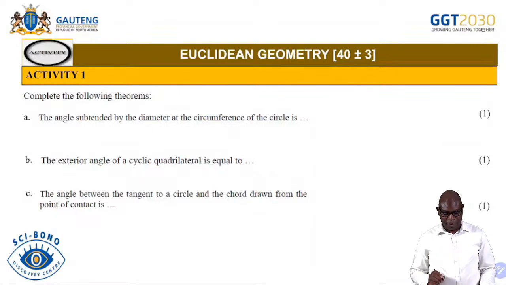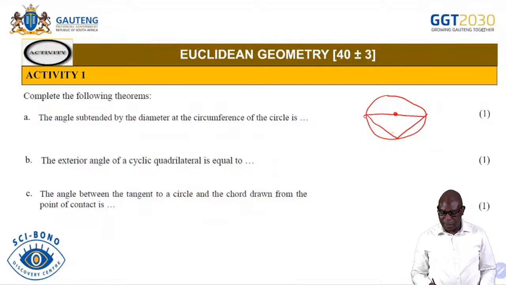Question, the first one being, complete the following theorems. So if I look at the first one there, it says, the angle subtended by the diameter. So in other words, if I can just draw a picture there, I've got a circle, I've got a diameter, and I've got an angle which is subtended by the diameter. What do you know about that angle? It's 90 degrees, and that's all that we need. Okay, so you must know the weighting of all those theorems.